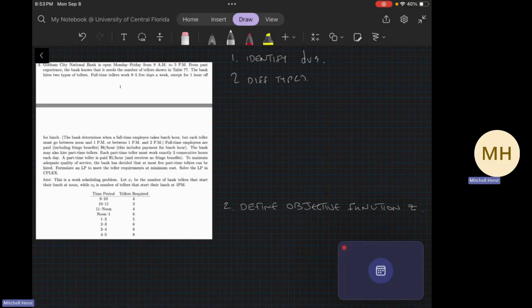Okay, so the first type is going to be full-time bank tellers. So that's sort of defined for us here in the problem. So we can go ahead and use x1. So we'll let that equal the number of tellers that are starting their lunch at noon. And then x2, we're going to let that serve as the number of tellers taking their lunch at 1 p.m.